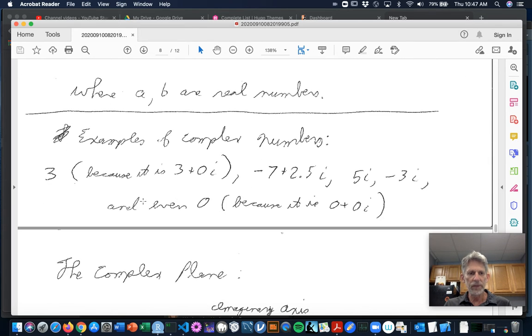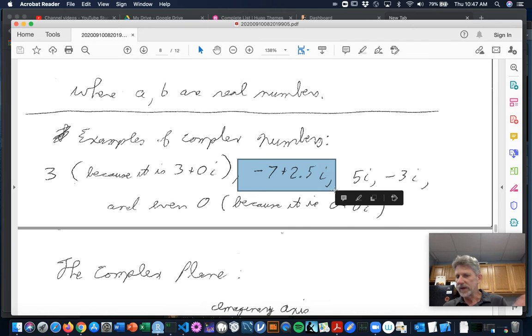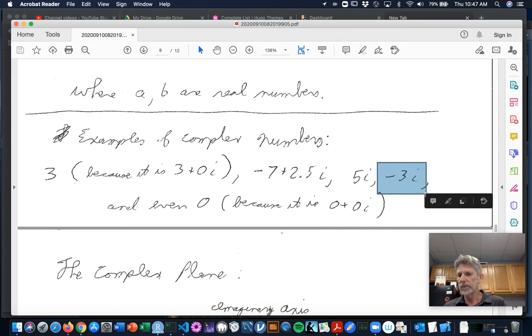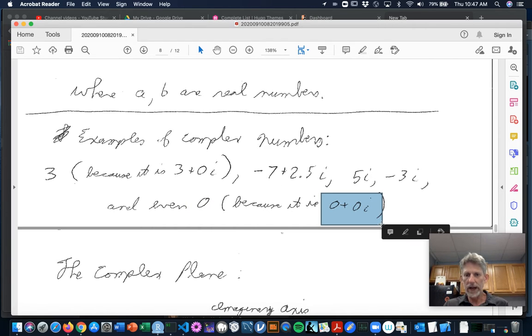So some examples of complex numbers. Actually, any real number counts as a complex number because you could write it as the real number plus 0 times i. So like 3 is a complex number. Negative 7 plus 2.5 times i is a complex number. 5i counts as a complex number because you can think of it as 0 plus 5i. Similarly, minus 3i is a complex number, 0 plus negative 3i. And so even 0 counts as a complex number because it's 0 plus 0i.